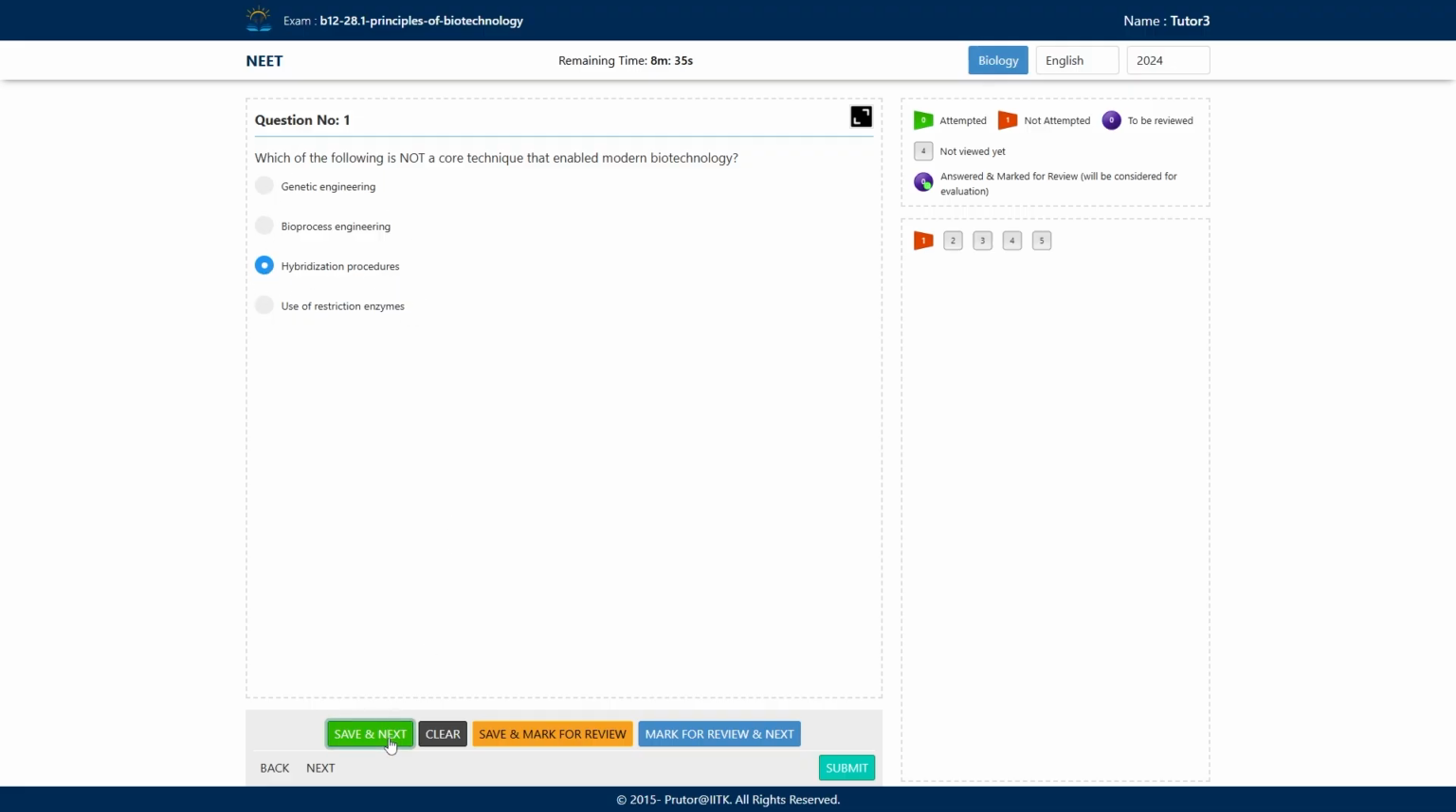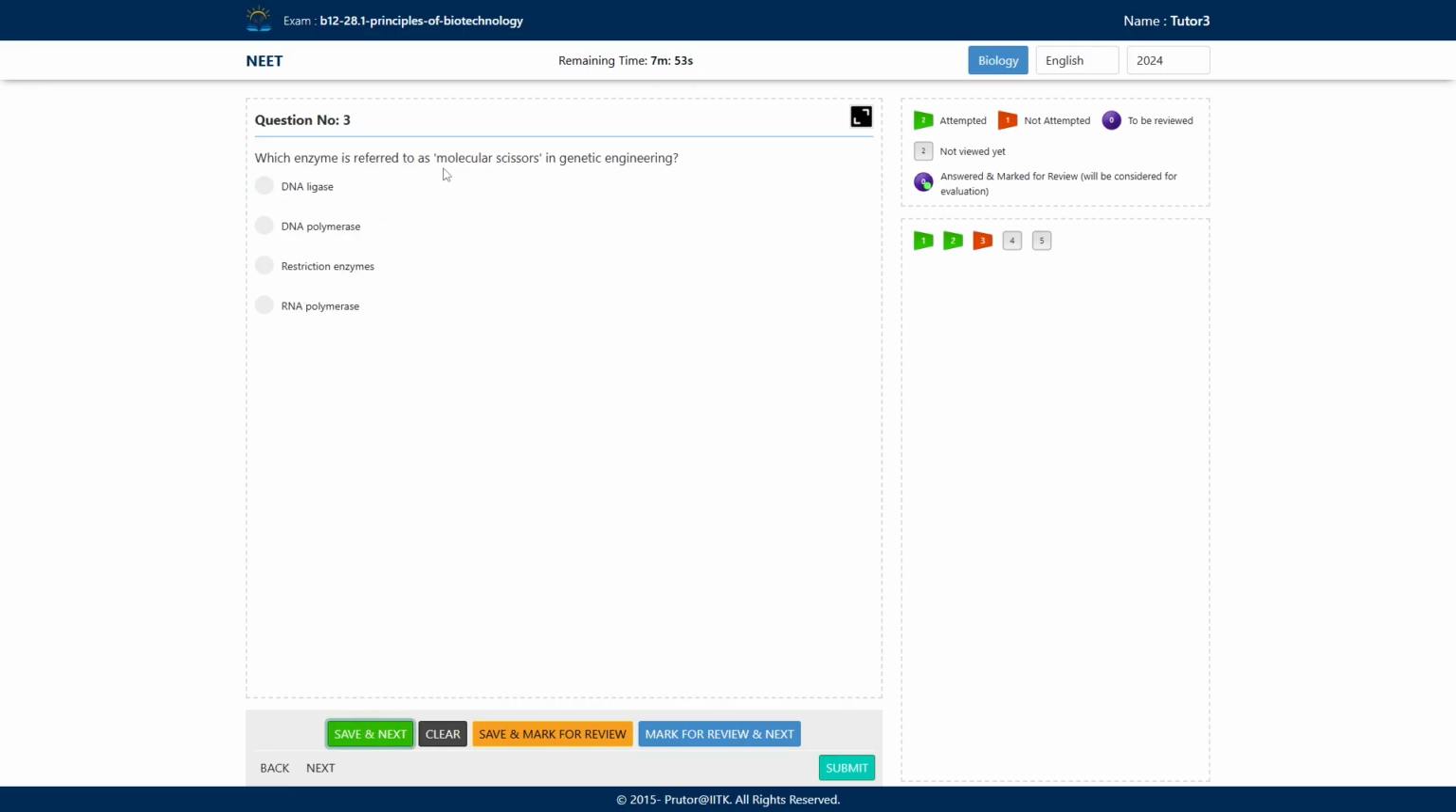We will save it. And next, what is the role of origin of replication in genetic engineering? The first option says to initiate DNA replication. Yeah, we know the answer is the first, that we need origin of replication to initiate our DNA replication. But we can see the other options also. To join DNA fragments, we know that we need DNA ligase. To cut DNA at specific sites, we know that we need restriction enzymes. And to transfer DNA into the host, we know we need vectors. The answer would be to initiate DNA replication. We will save it and move ahead.